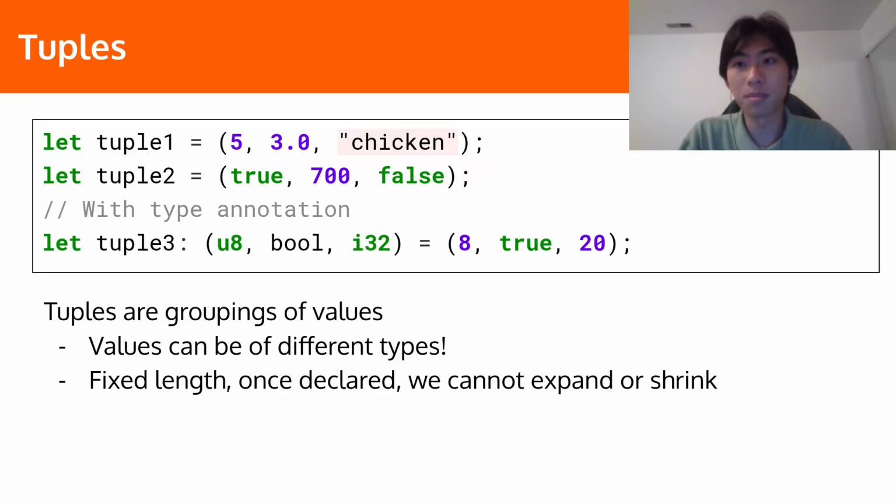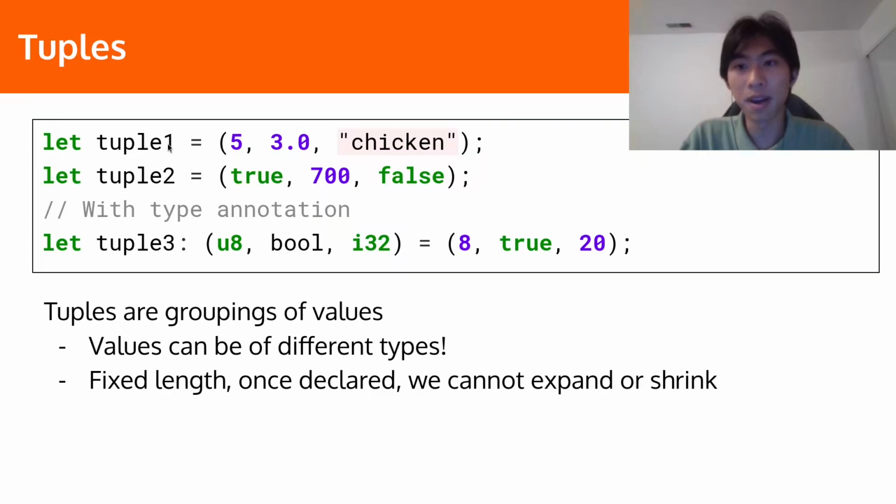The first compound type we'll look at are tuples, which are basically groupings of values. And the key thing to know about tuples is that the values it holds can be of different types. In this case, if you look at tuple 1, it contains an int, a float, and a string. And the other thing to note is that tuples have a fixed length, so once they're declared, we cannot change the length of the tuple.